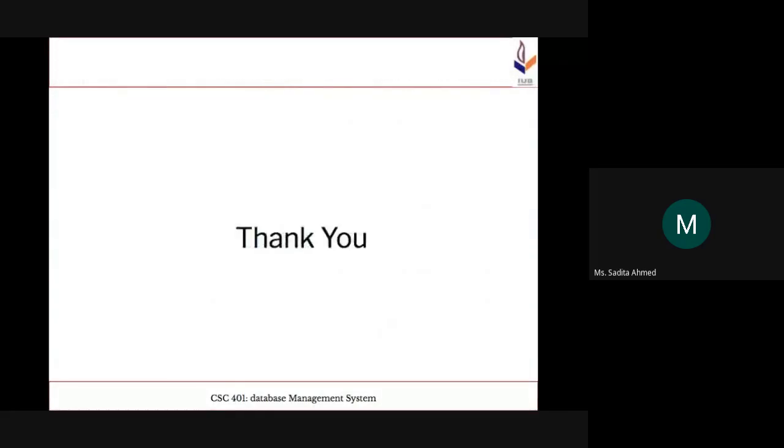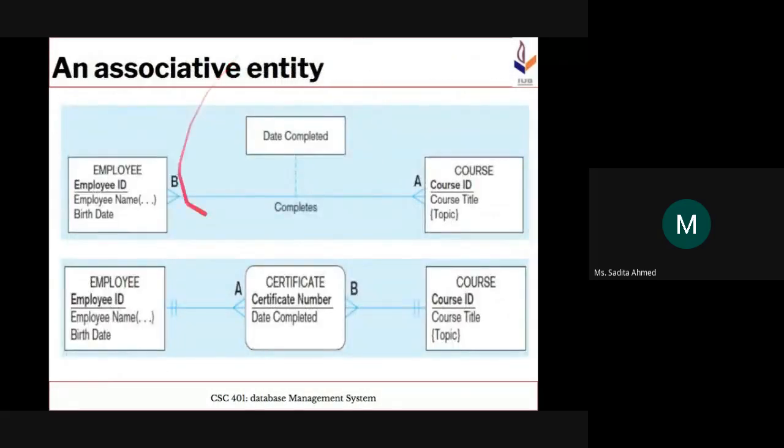Okay, further examples of associative entities. So here, employee completes course. For this relationship, the date when the employee has completed the course, or let's say the date when the employee has even registered for the course, if we store that date as an attribute, does it belong to the employee entity or the course entity? Does it make sense for the date completed attribute to belong to the employee entity?